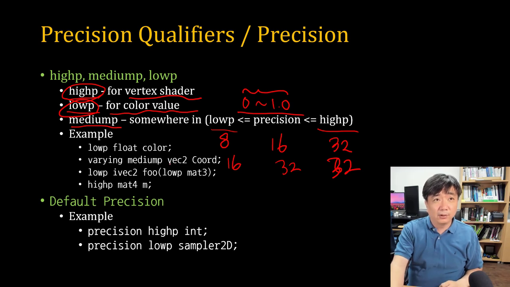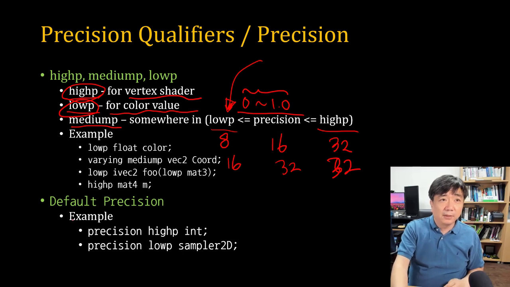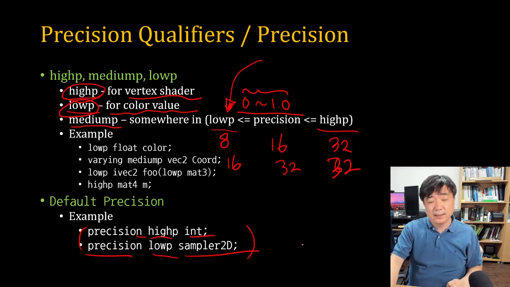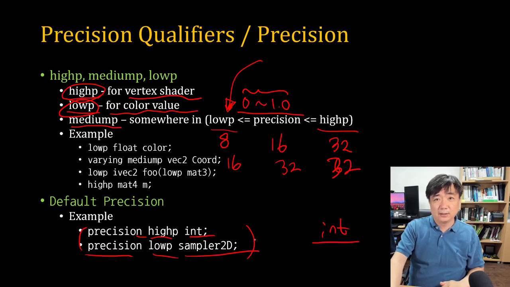So highp, lowp, mediump are not only for floating point. It is possible to use them with integers, but lowp integer is not possible, so lowp int does not exist. Okay. And the default precision, we can set the default precision with the precision command. Okay. So precision highp int. So precision lowp sampler2D. Then we can add these command lines. Then if I use int, all ints are treated as highp. Okay.